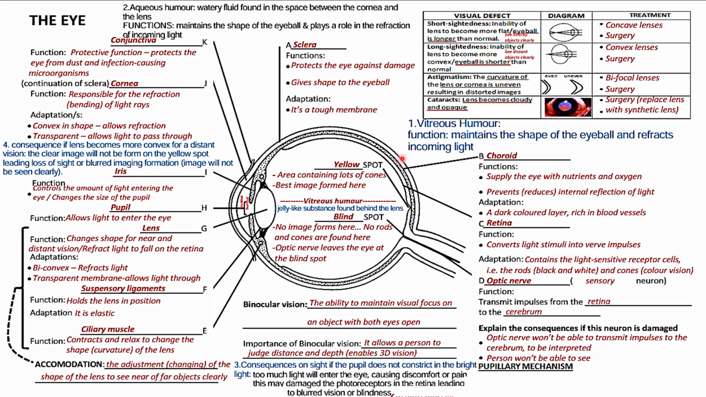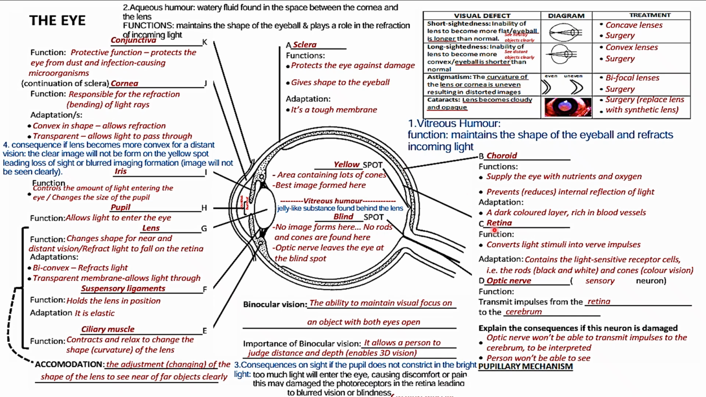Then we go on to a layer below the sclera, and that layer is the choroid. What are the functions of the choroid? It supplies the eye with nutrients and oxygen. And then also it prevents or reduces internal reflections of light. And then how is it designed to perform its function? It is a dark colored layer and it is rich in blood vessels. So that's the second layer.